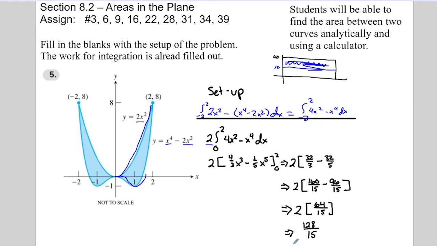By this point in the class, I expect you to know how to do the integral, especially the integral of a polynomial. So I've written out the work for it, and the answer ends up being 128/15.